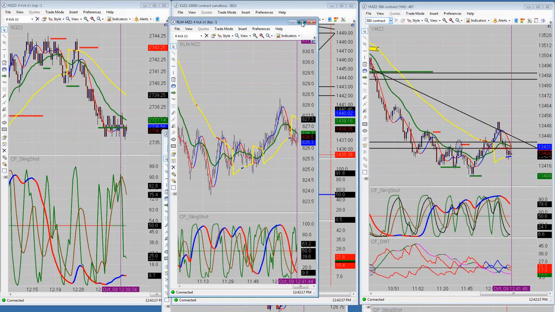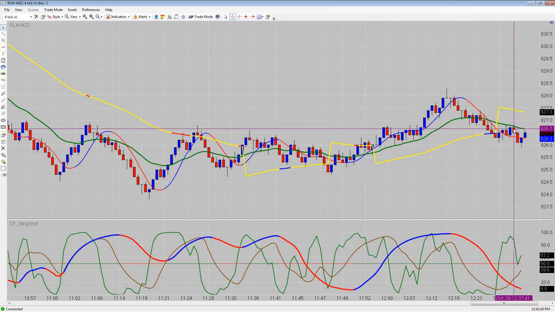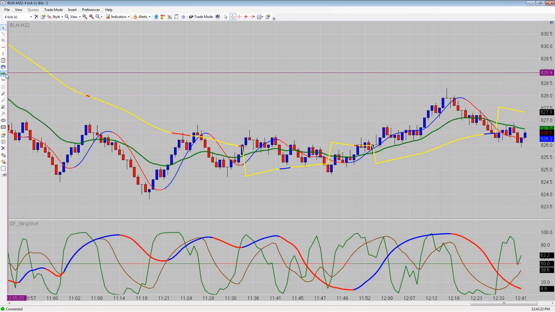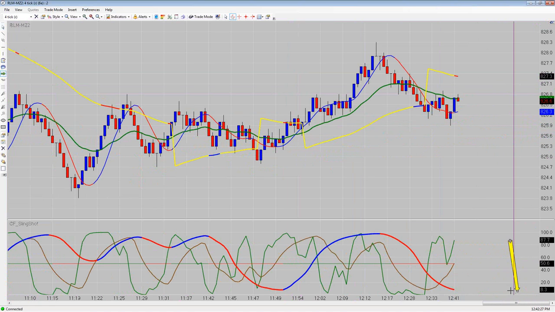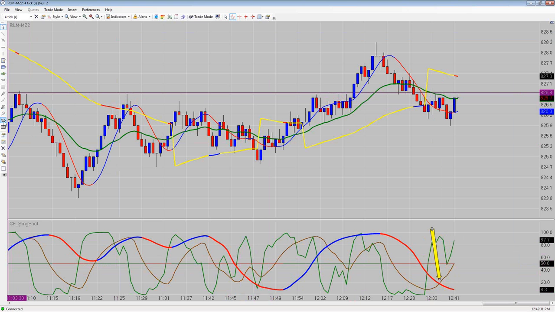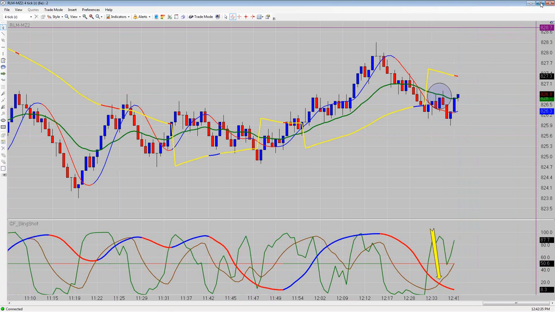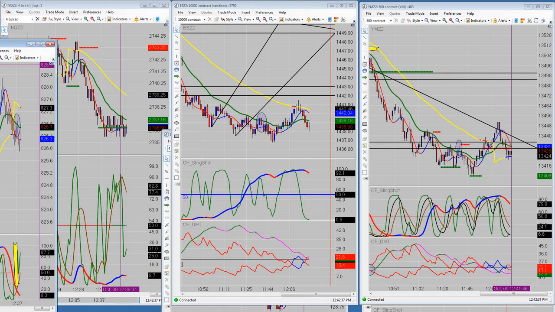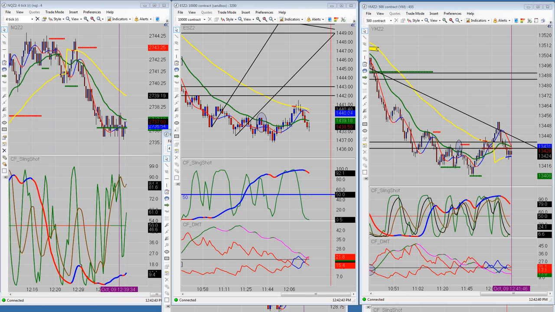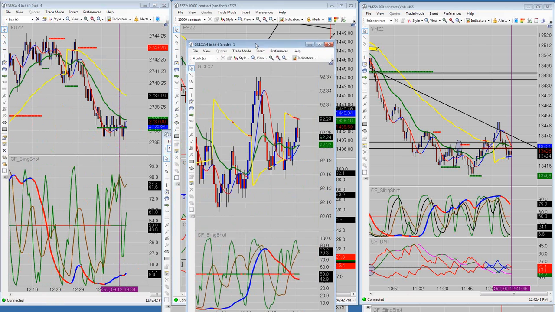Let me show you. Right here, we had a bearish cross test of the BBC with a down close with the bearish divergence again. So here on the Russell was the bearish divergence, and right in there was a spot to short it. Okay, you guys getting this? It's all pretty much the same thing.